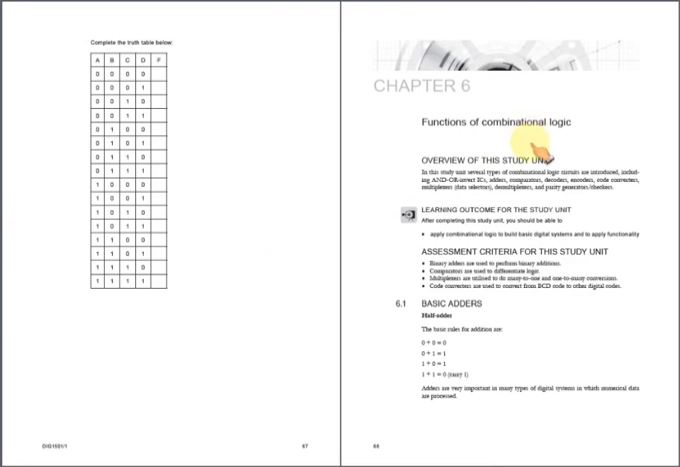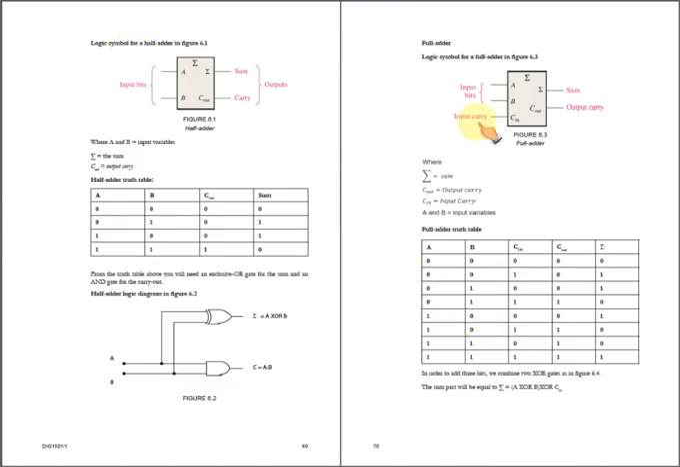Now chapter 6, functions of combinational logic. We start with adders, a half adder and a full adder. Now I do expect you to know the truth table for a half adder and the truth table for a full adder.